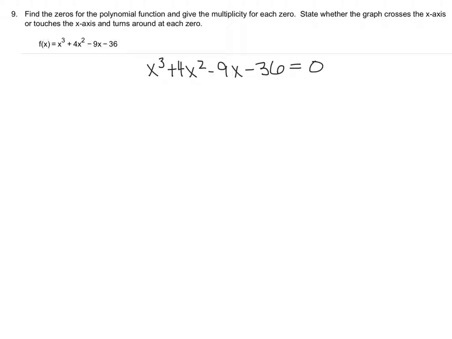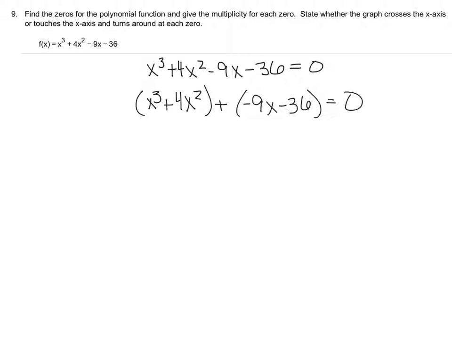Here we have a function that has 4 terms. So in order to factor this, we're going to use the grouping method. To do that, group the first 2 terms and the last 2 terms. Now I'm going to put a plus sign between the 2 groups and take the sign with the second group.